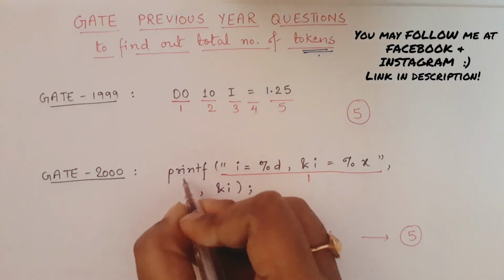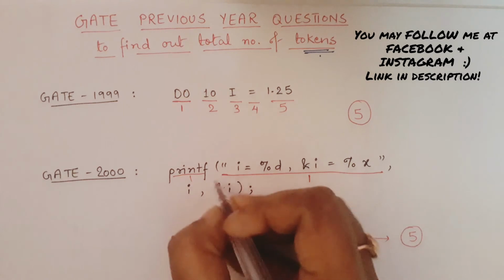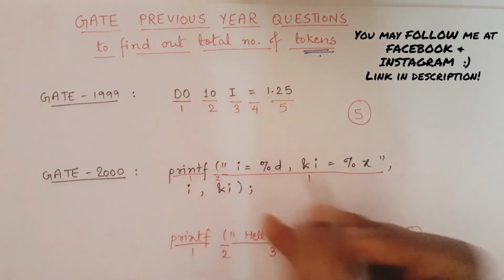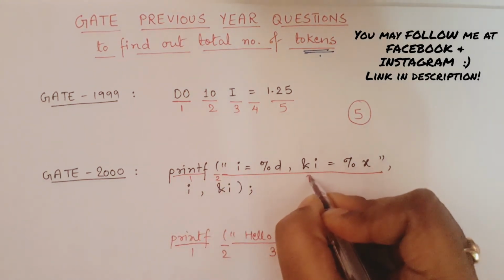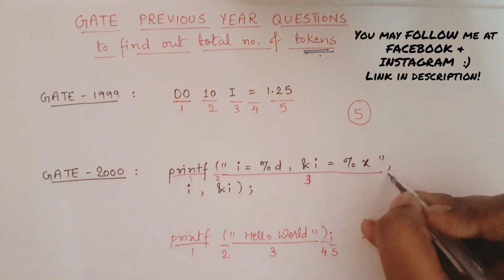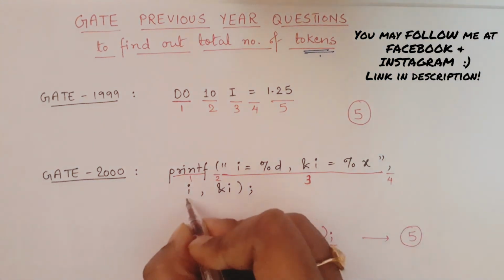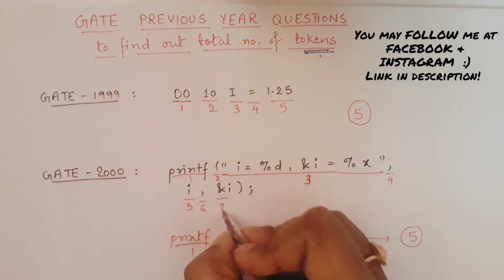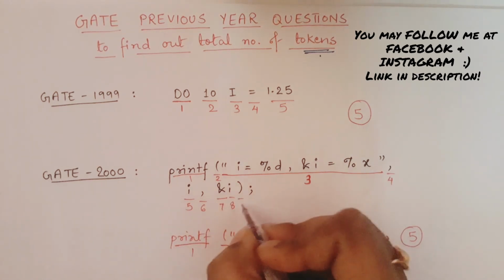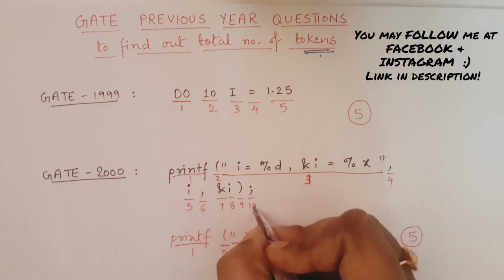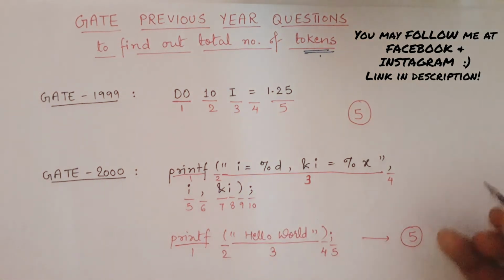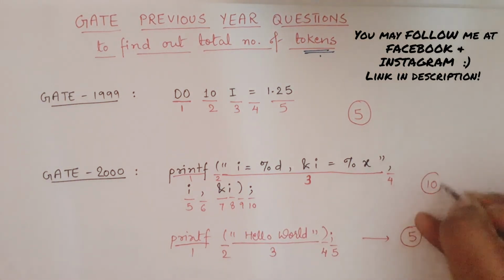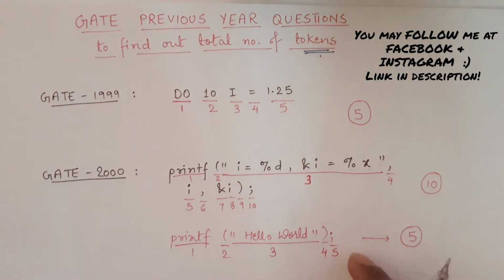So now let's count the tokens. Printf is my first token. Opening bracket is my second token. This whole thing is my third token. Comma is my fourth token. I fifth, comma sixth, ampersand 7, I 8, closing bracket 9 and semicolon 10. So in total, how many tokens have I got here? 10 tokens. So directly or indirectly we have taken 3 examples.